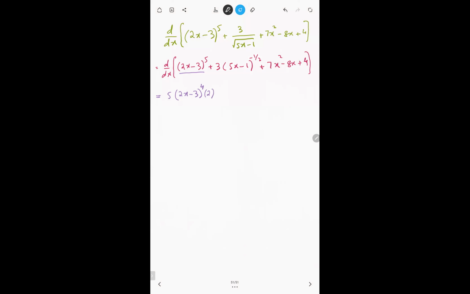Now your second term is this one. If you differentiate this, it will become plus 3 into minus 1 by 2. So minus 1 by 2 will become the coefficient and it will get multiplied with 3. So it will become minus 3 by 2 into (5x minus 1) whole power minus 1 by 2 minus 1, subtract 1 from the power, so it is minus 3 by 2, into, don't forget to multiply the derivative of the inner, which is 5. So we have differentiated the second term as well.